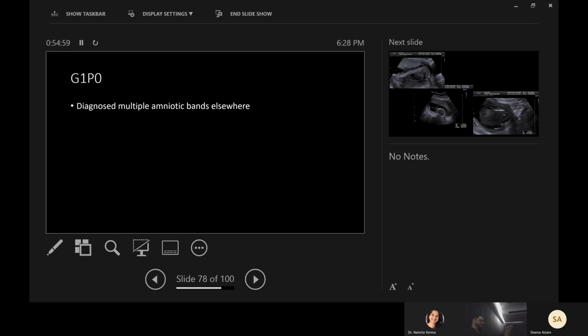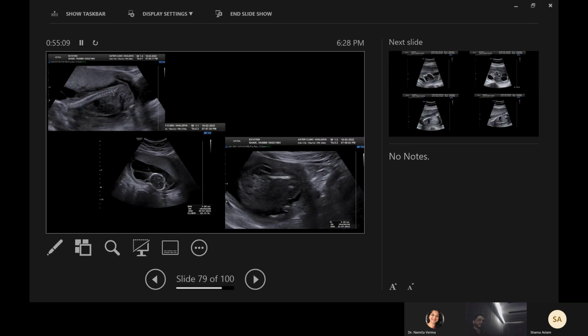Now, those were the cases which were already worked up, okay? We had the result. Now, next two cases, we don't have the result. I am showing you the cases so you can tell the findings. It was referred from elsewhere as amniotic bands for second opinion. So in the first image, you are able to see amniotic band here. In the second image, you are seeing many amniotic bands here.